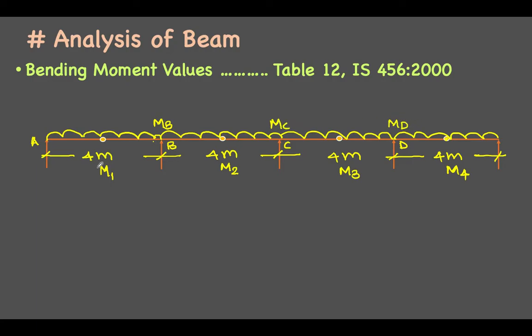In this way, M1, M2, M3, M4 are mid span moments. Mid span means the sagging moment, which means the positive moment. And over support, MB, MC, MD are the hogging moments, which means these are the negative moments.